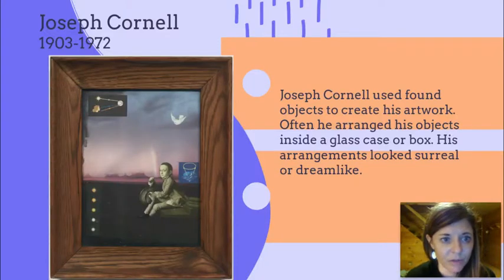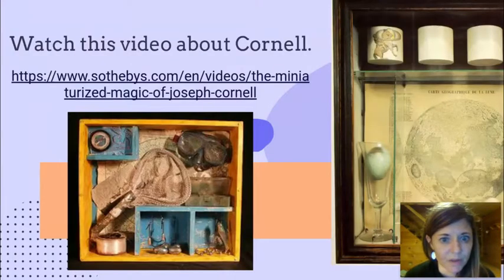And this is another example. This gentleman is Joseph Cornell, and he used found objects to create his artwork. Often he arranged his objects inside a glass case or a box. His arrangements looked surreal or dreamlike. So if you've ever seen a Dali painting, his stuff is very similar. And then here are some other examples of his work.